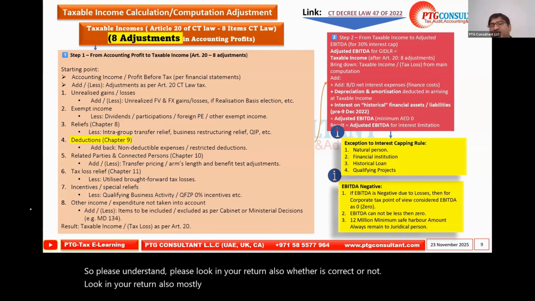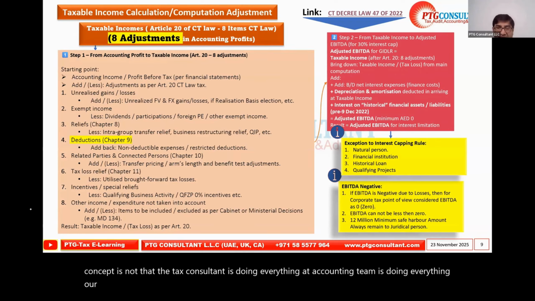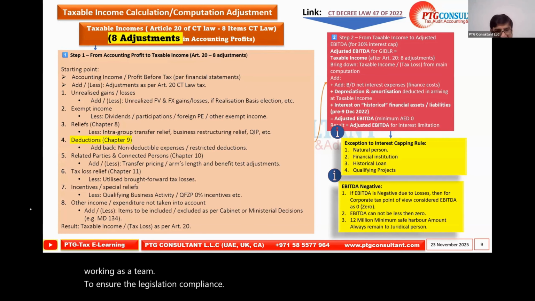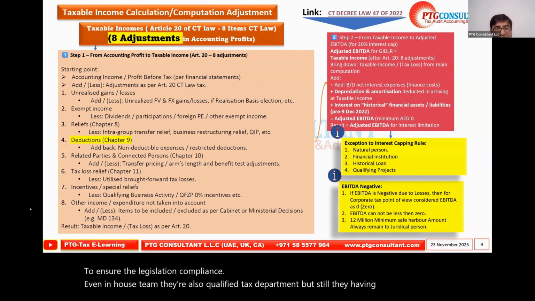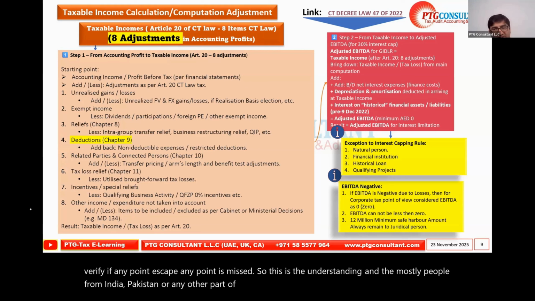See, in a corporate, the concept is not that the tax consultant is doing everything, or our accounting team is doing everything, or the in-house tax department is doing everything. They are working as a team to ensure legislation compliance. Even the in-house team is a qualified tax department, but they still have an external eye to verify if any point escaped or is missed. Mostly people from India, Pakistan, or any other part of the world are familiar with taxation. What complications may come in the future?